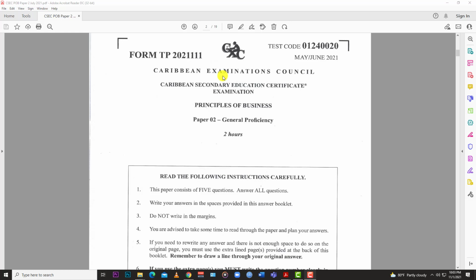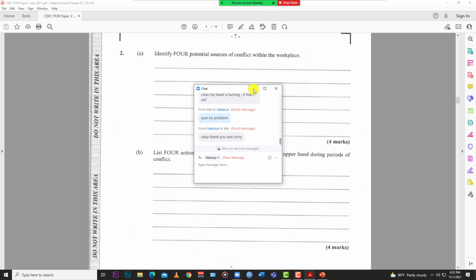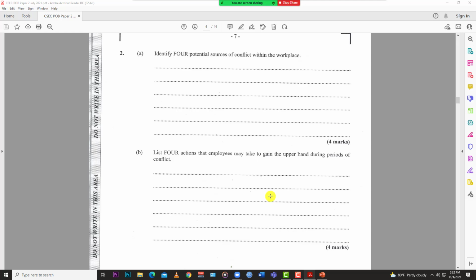Alright, so let's just jump right into it now. Okay, so number 2 from the June-July 2021 paper 2 for CSEC POB. Number 2, we have: identify 4 potential sources of conflict within the workplace.